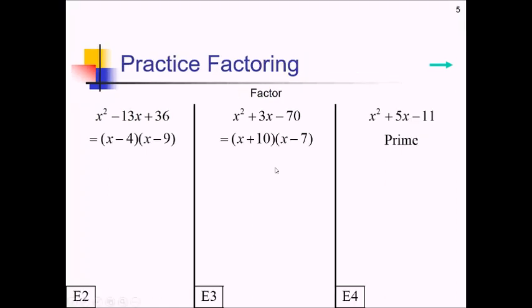So that's it for now. Next time around, we'll take a look at what happens when we have something other than 1x squared out in front, like a 3x squared. Certainly we'll have to factor that in.